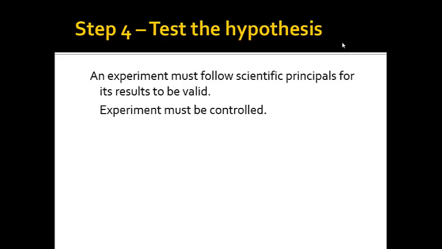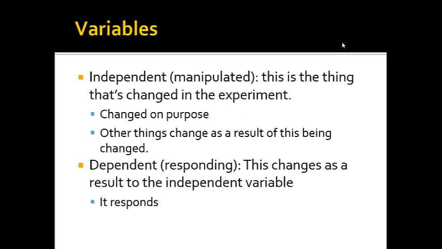Step 4 is to test the hypothesis. All of our experiments have to be controlled experiments. And what that means by controlled is that we're only going to test one variable at a time. Variables, there's two different types. There's the independent, which is also known as the manipulated. This is the thing that has to be changed in the experiment. So it's changed on purpose. So if we change this, then it's going to change our results, okay? It's going to change the other things that we're measuring.